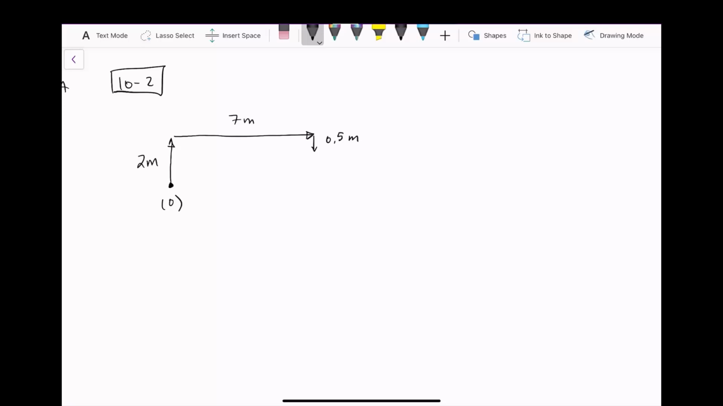Okay, so we want to know what the total distance and displacement is. So distance would be easy because that is just the addition of all of those movements. So the distance is equal to 2 meters plus 7 meters plus 0.5 meters, which is equal to 9.5 meters. And it's just a magnitude since this is a scalar, not a vector. For displacement, remember that's the difference between original position to final position.